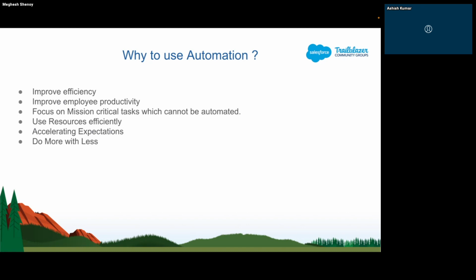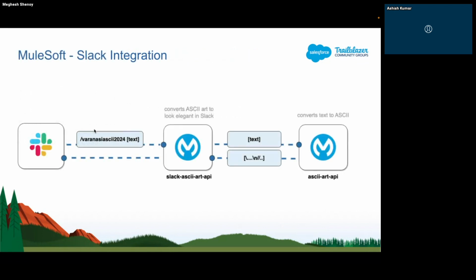The end goal of integration is to automate the processes that you have at your organization level. The end goal is to improve efficiency and improve employee productivity. Now those two people which I was talking about, once the integration is live, they don't have to do these kinds of tasks, right? They can actually concentrate on other mission critical tasks which cannot be automated in the organization, use resources efficiently, accelerate expectations, and do more with less.